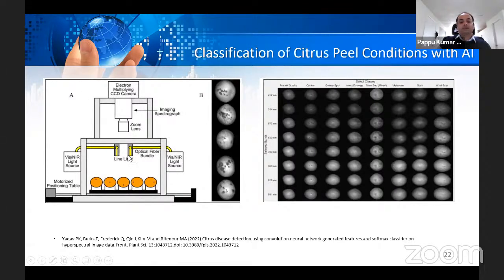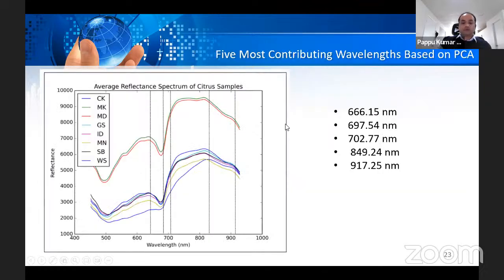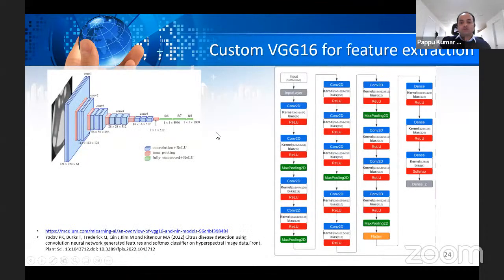We used a hyperspectral imaging system with 92 spectral bands, and then we tried to train our algorithm for detecting them. We don't want to use all the 92 bands, so we did some dimension reduction using principal component analysis to find the 5 most contributing bands. These are the wavelengths of the 5 most contributing bands, band 1, 2, 3, 4, 5. And these 5 bands were eventually used to train our VGG16 deep learning model.